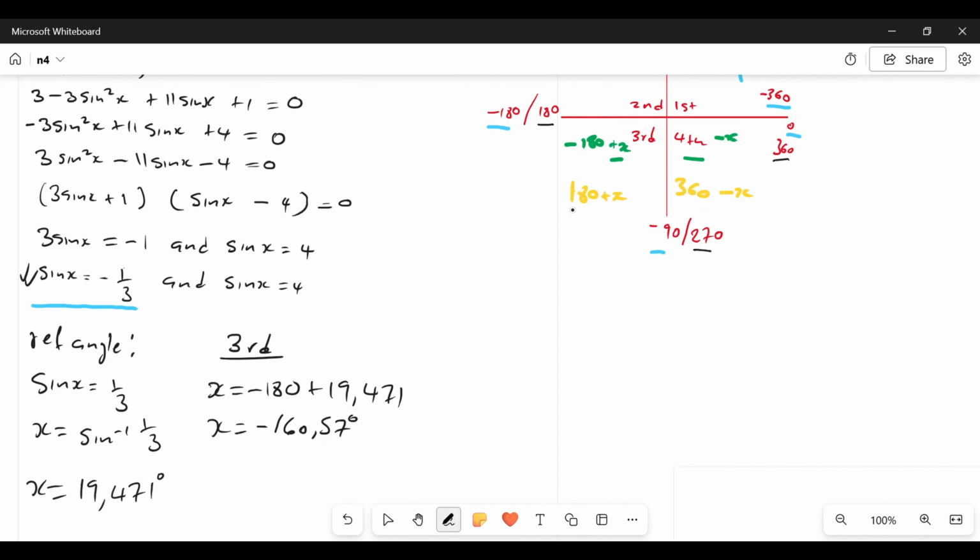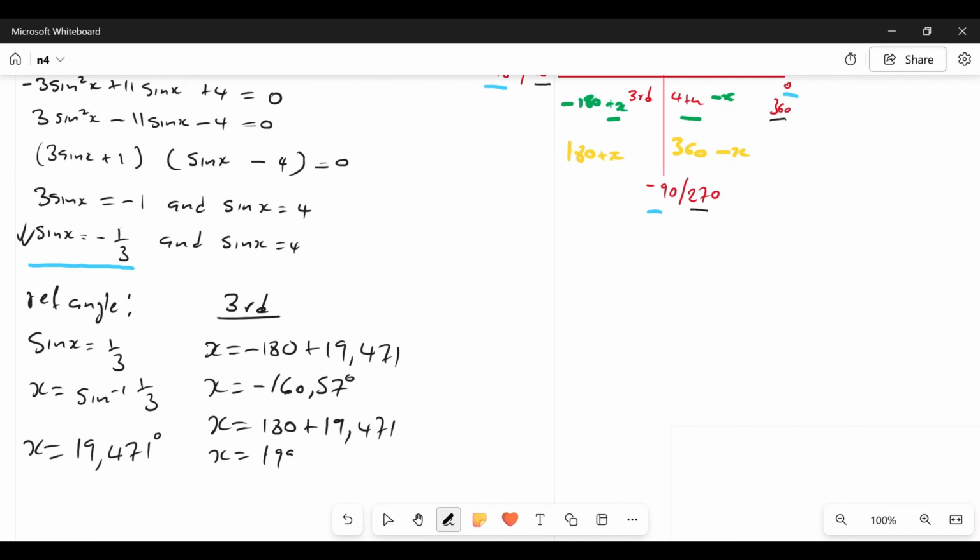Now when we go forward, like this one here, still on the third quadrant, we're going to say x is equal to 180, this time around plus 19.471. And then our x here is going to be 199.47 degrees. So we have these two x's, 1 and 2. This one here is the answer for moving in a backwards direction, and this one here is the answer when we are moving in an anti-clockwise direction, which is the positive direction, on the third quadrant.